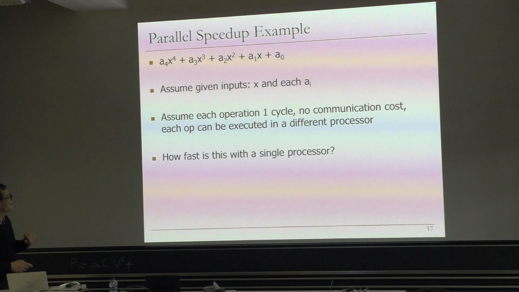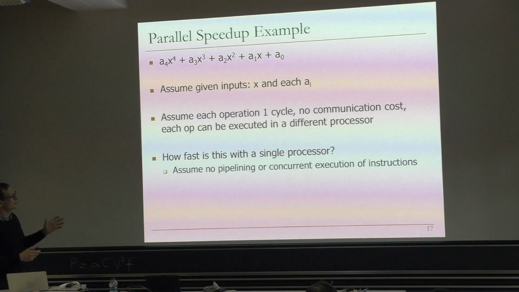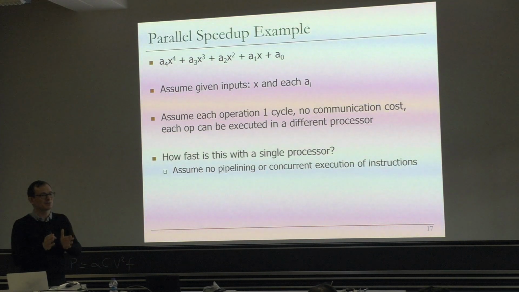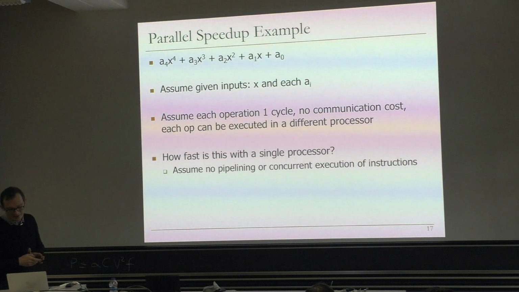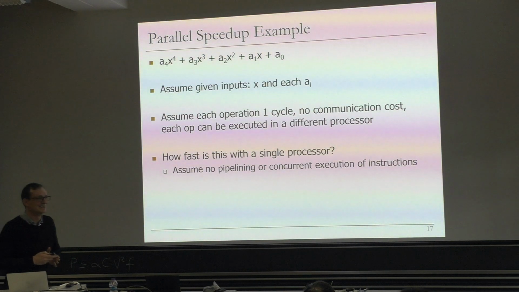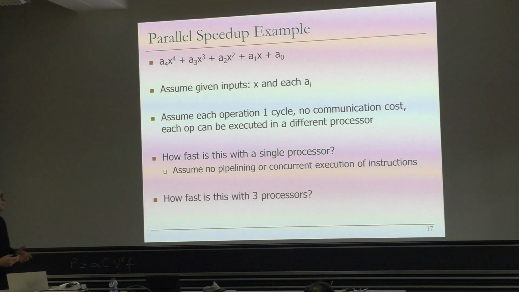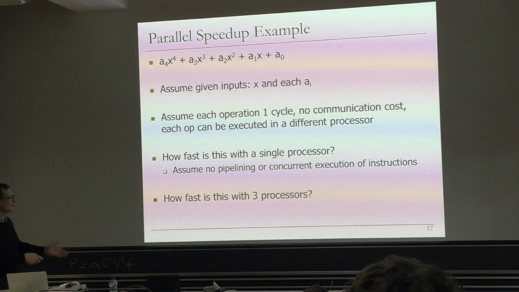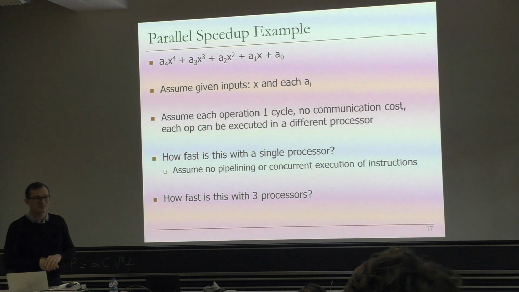Now the question is, how fast can you execute this with a single processor with these assumptions? Of course, assuming no pipeline or concurrent execution. Basically, in a given cycle, you can just do an addition or a multiplication. In the next cycle, you can do an addition or multiplication. Make sense? And then I'll ask you, how fast is it with 3 processors? And then we're going to compute the parallel speedup, basically. Parallel speedup is basically, well, hopefully this is faster with 3 processors. And how fast is it with 3 processors compared to a single processor?